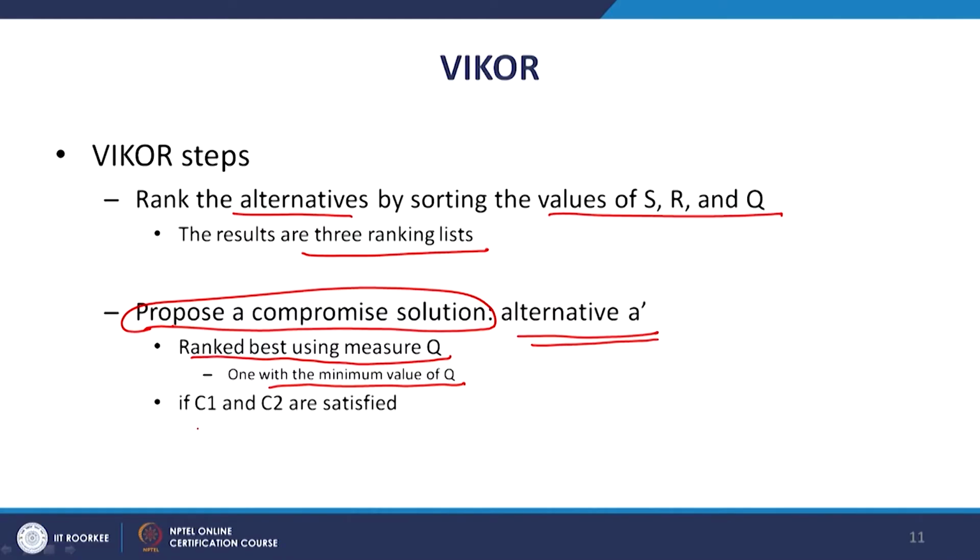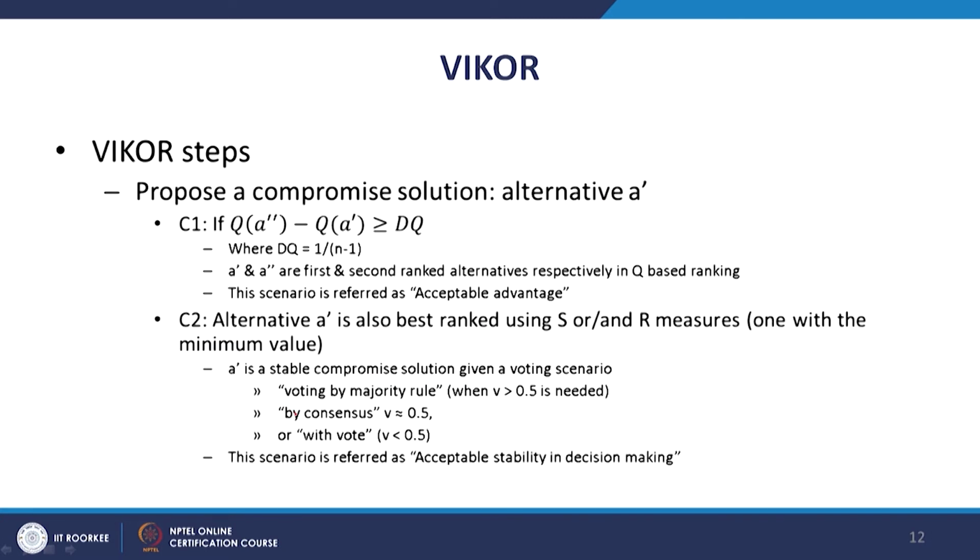However, 2 conditions, C1 and C2, are to be satisfied. These are the 2 conditions that should be satisfied before this alternative having the minimum value in the Q list can actually be ranked best. So, what are these two conditions C1 and C2?